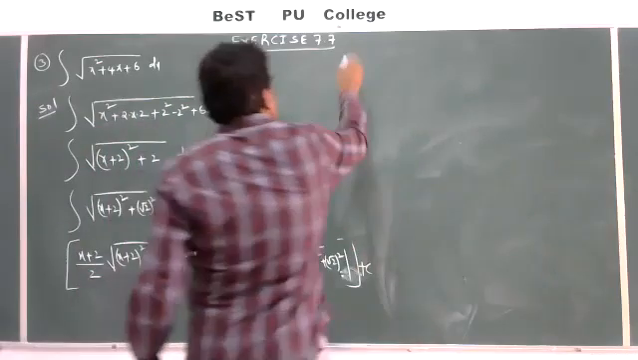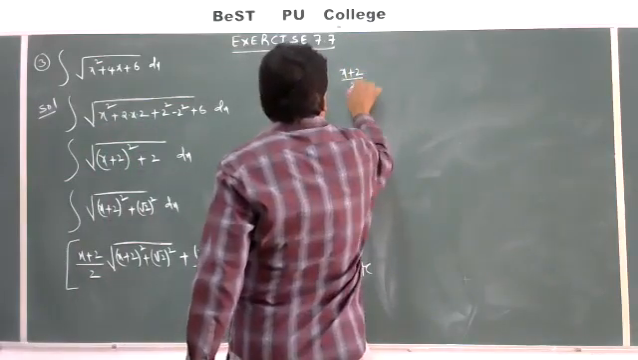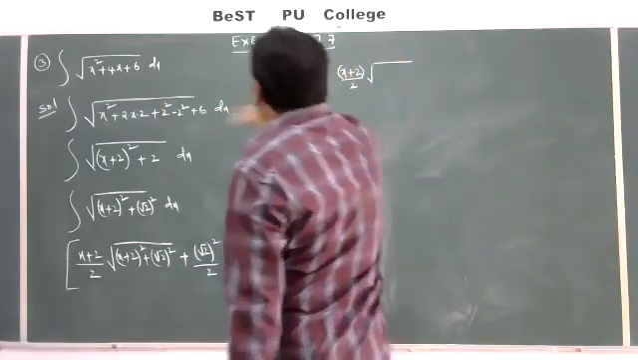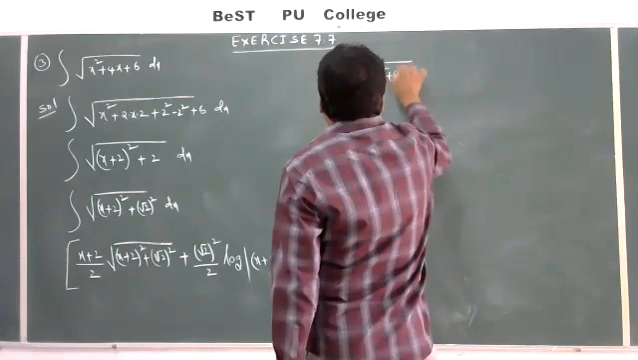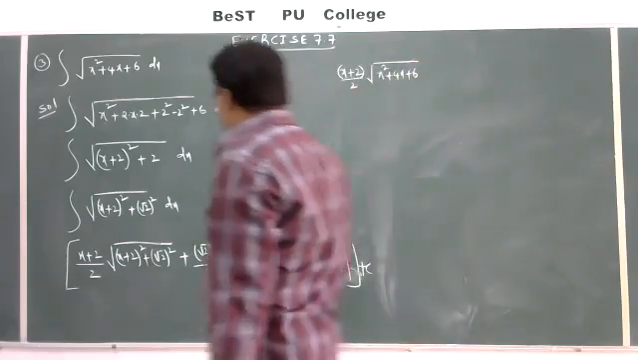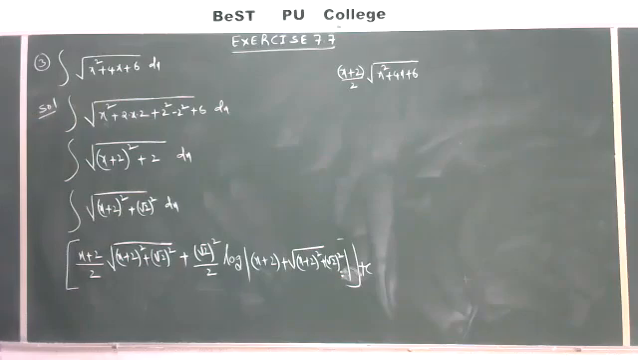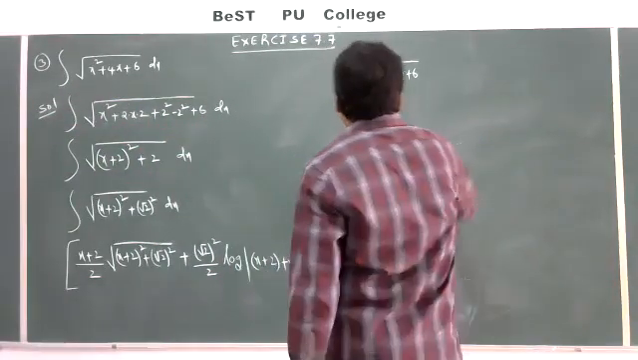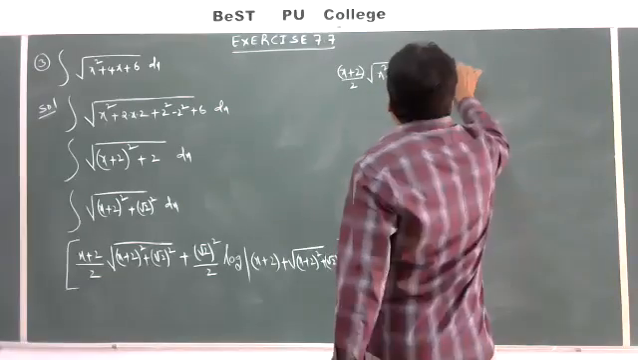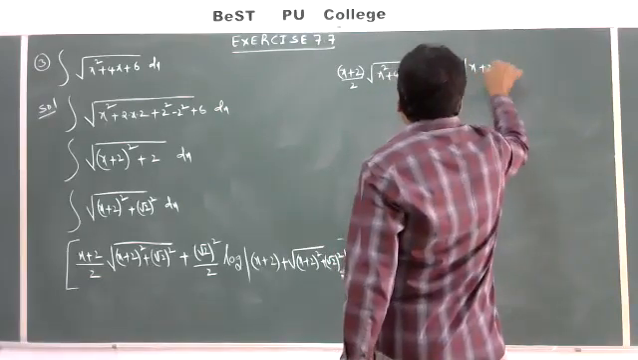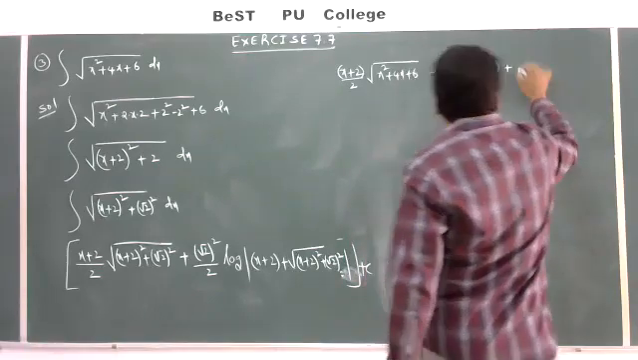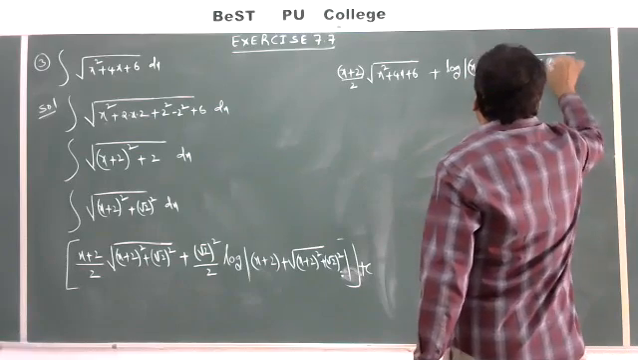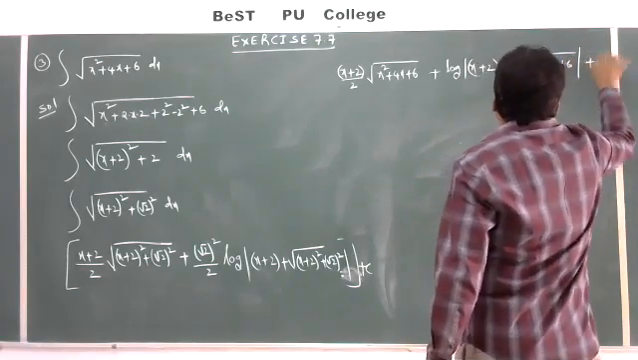This is x plus 2 by 2 into root of x square plus a square is nothing but x square plus 4x plus 6. You have to simplify this, you get the same function. Plus root 2 whole square is 2. 2 by 2 is 1 plus log mod x plus 2 plus root of x square plus a square. Same you get x square plus 4x plus 6 plus c. That's the answer.